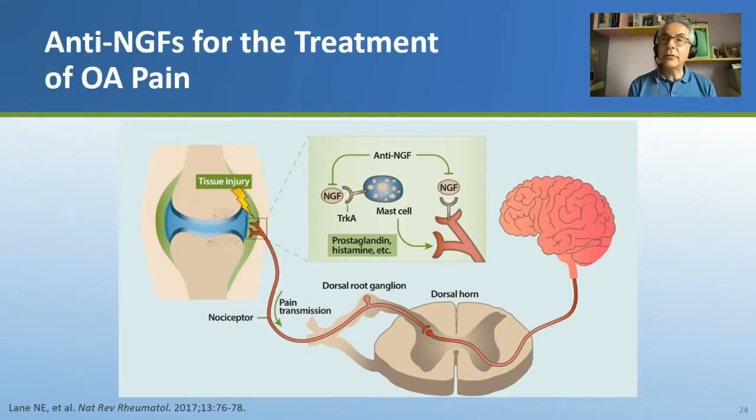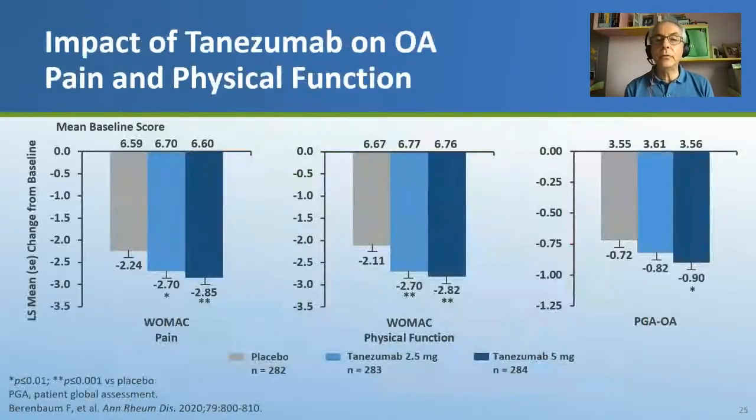Any Kellgren-Lawrence grade was able to be included, from KL2 to KL4. The Kellgren-Lawrence grade is a score on a radiograph that can score the level of severity of OA. So it was a 24-week double-blind treatment period plus a 24-week safety follow-up period.